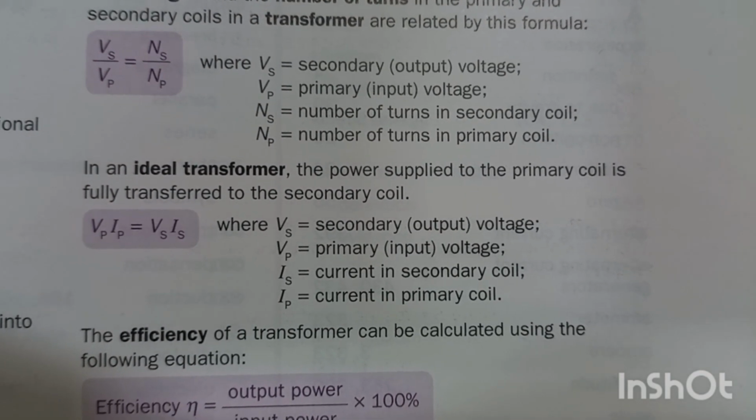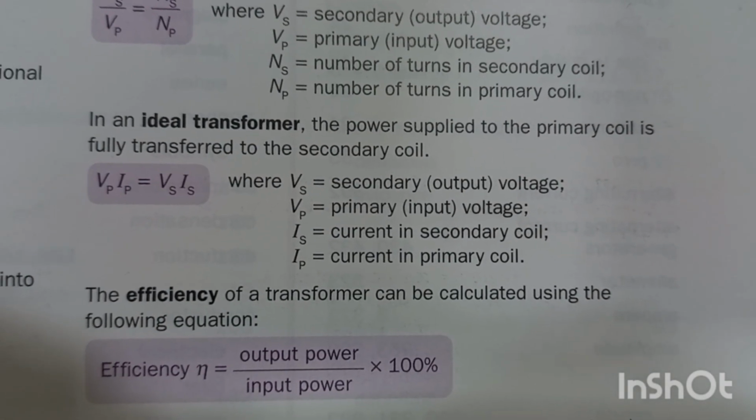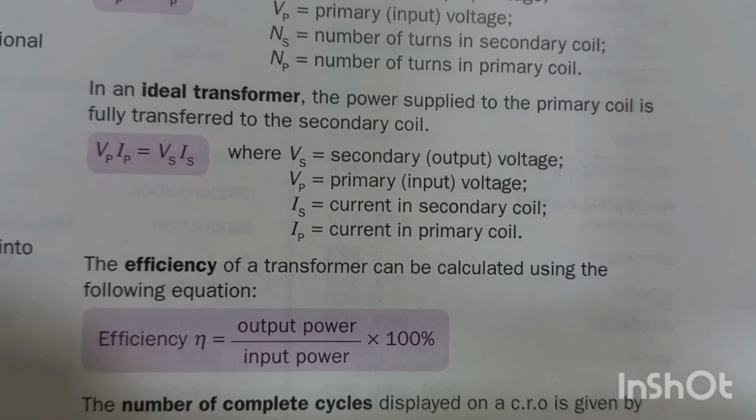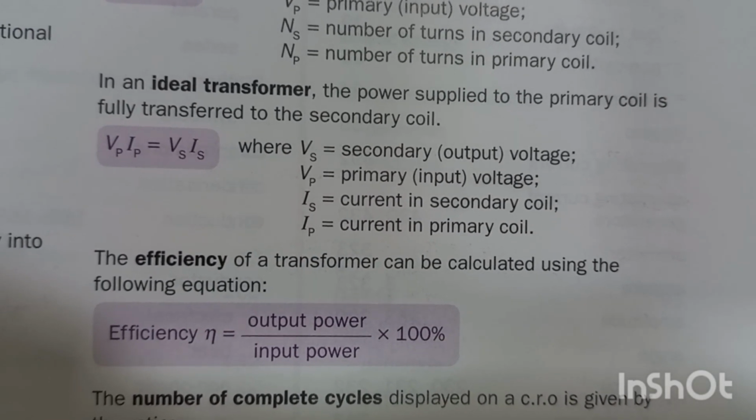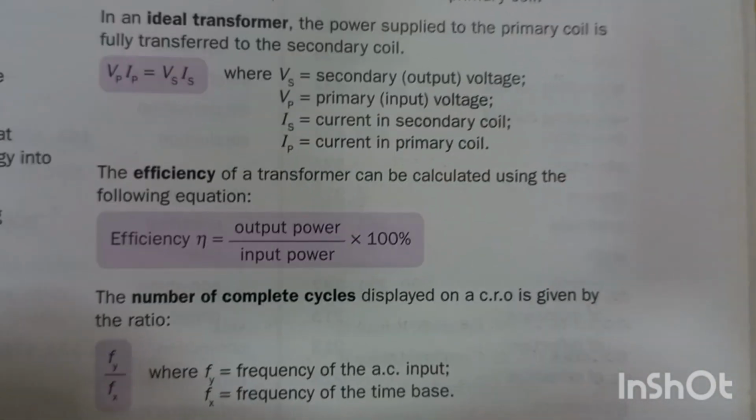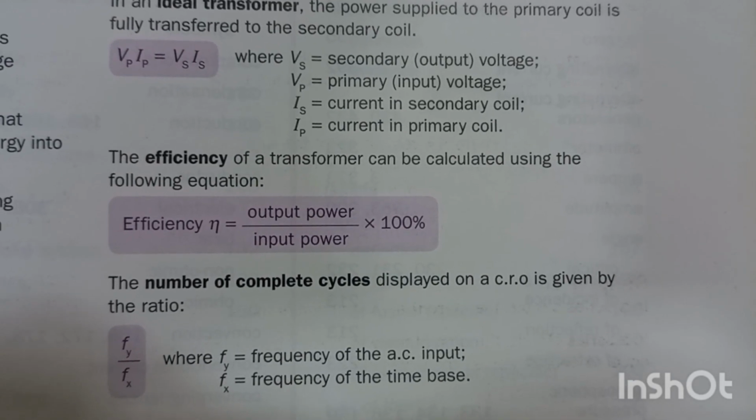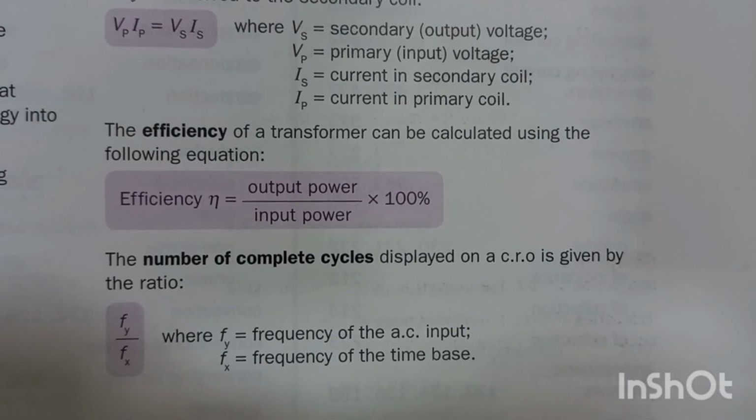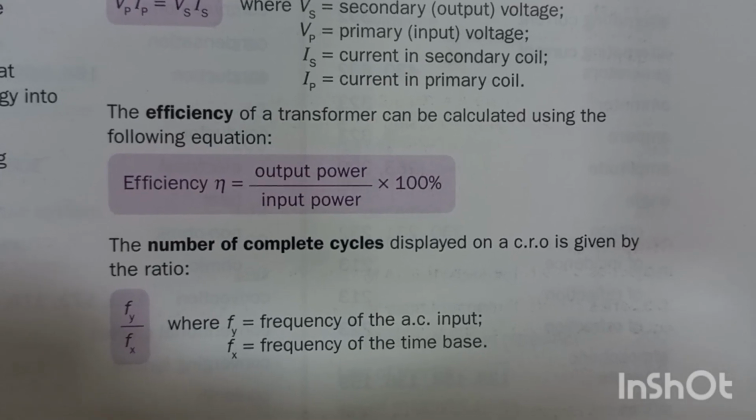Vp Ip equals Vs Is, where Vs is the secondary output voltage, Vp is the primary input voltage, Is is the current in the secondary coil, and Ip is the current in the primary coil. The efficiency of a transformer can be calculated using the following equation. Efficiency equals the output power divided by the input power multiplied by 100.